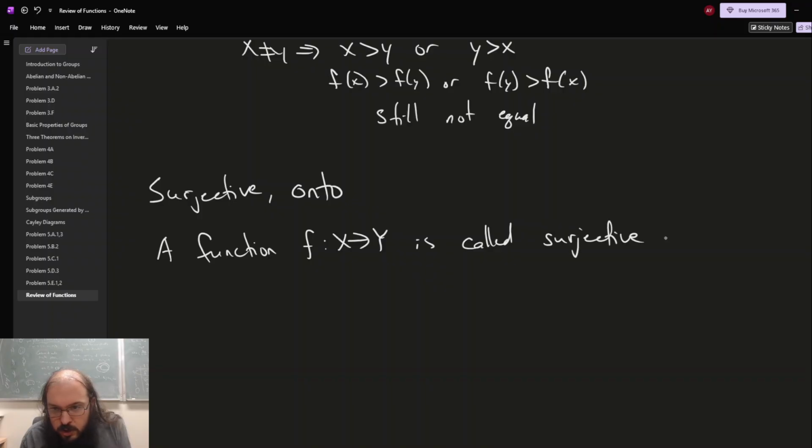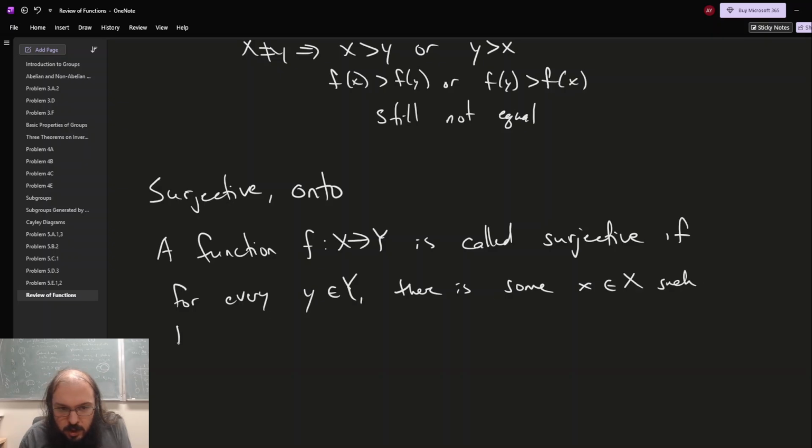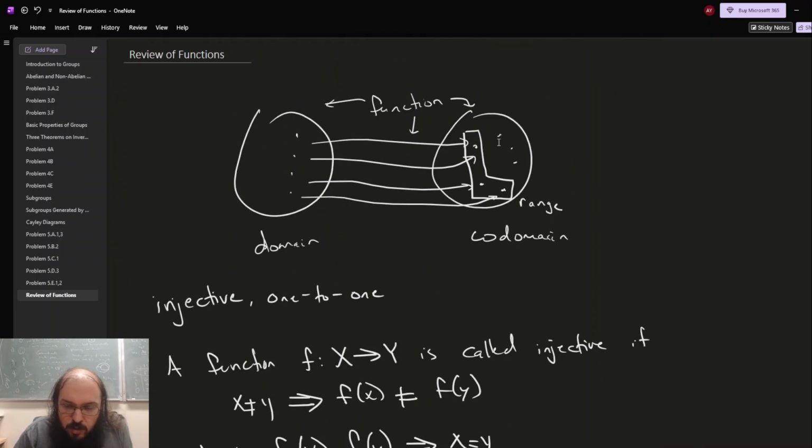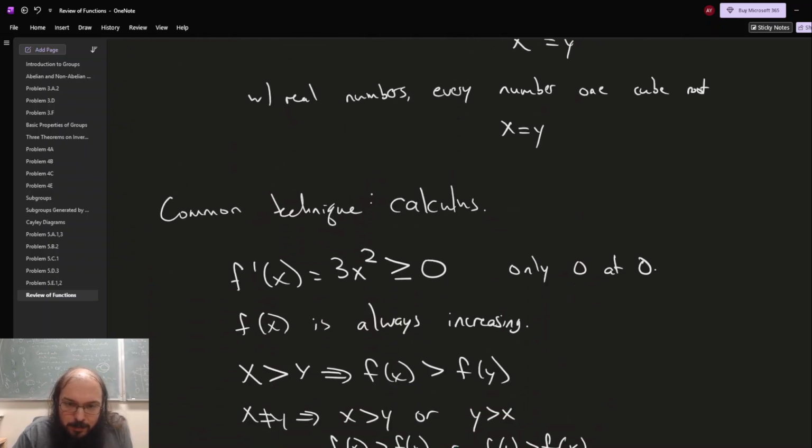A function is called surjective if for every y in Y, there is some x in X such that f of x equals y. In other words, if we scroll all the way back up to the top, what we're saying is this kind of thing never happens. Everything in the codomain is actually hit by something in the domain.